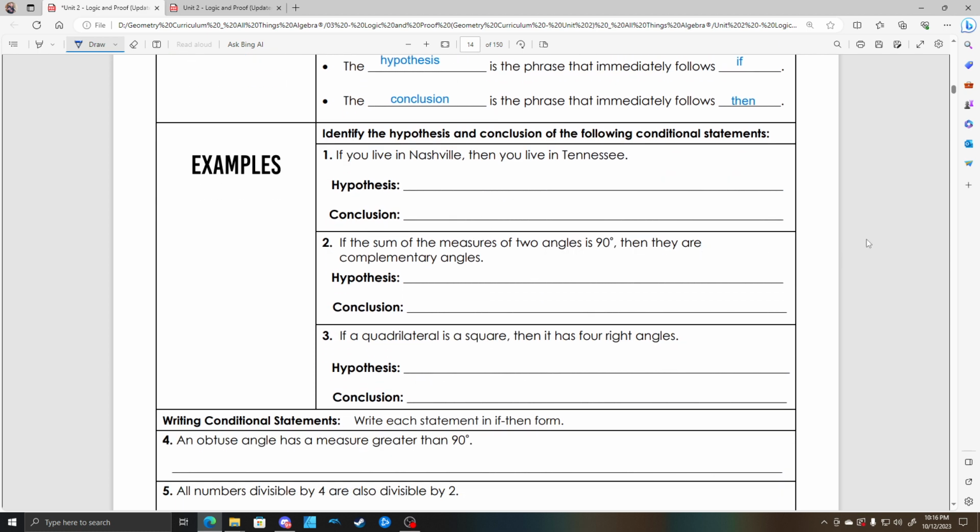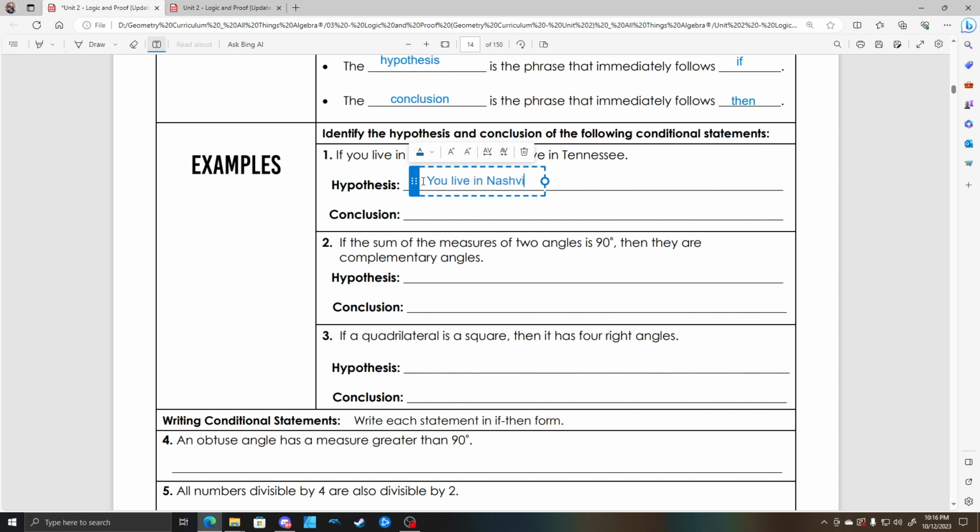All right, identify the hypothesis and the conclusion of the following conditional statements. In number 1, it says, if you live in Nashville, then you live in Tennessee. Of course, the hypothesis is everything following the if. So this would be you live in Nashville. And then the conclusion would be you live in Tennessee. Anything that is the hypothesis is what's after the if. So that is our hypothesis and conclusion.